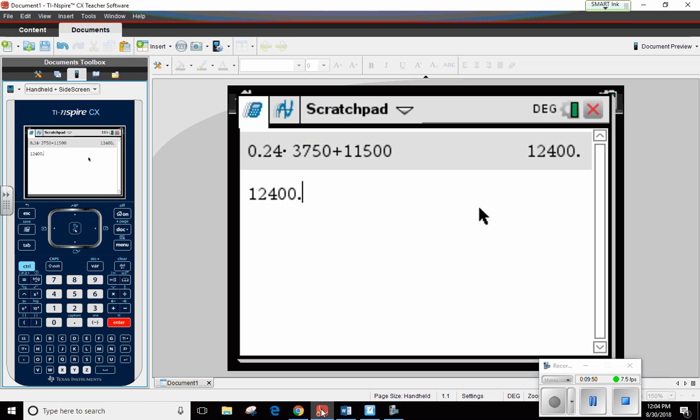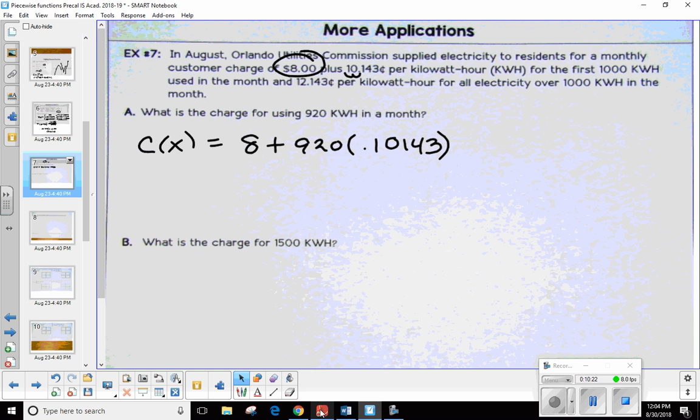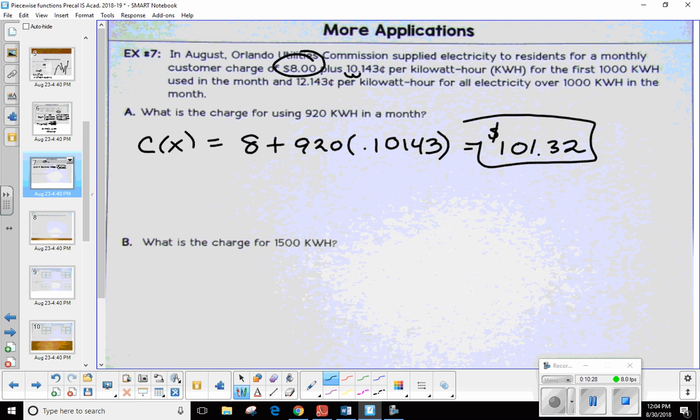But let's take a look at this. Let me document B out here. So we had the $8 plus 920 kilowatt hours times 0.10143 dollars we're being charged per hour. Or, as Angel said, you could multiply by 10.143 as long as you remember to divide by 100 as soon as you get your answer. So for 920 hours, we're going to be paying $101.32. Okay, 101.32. Does anybody have any questions about that one?